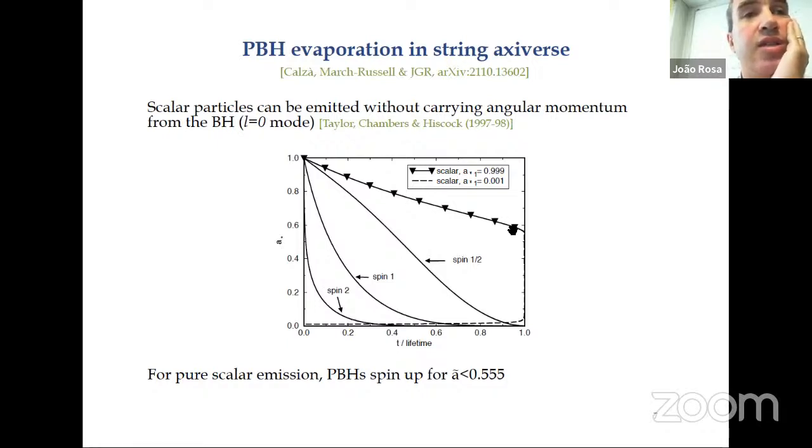And here's the scalar case. They have two cases. Here you start with a near extremal black hole and you see it spins down. And here you start with a black hole with a very low spin, and you see that it spins up.